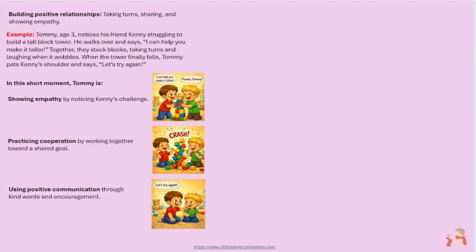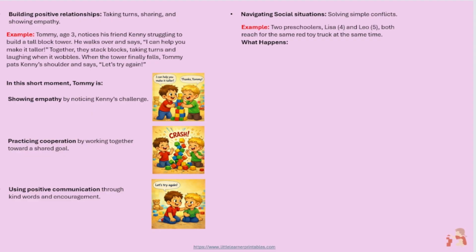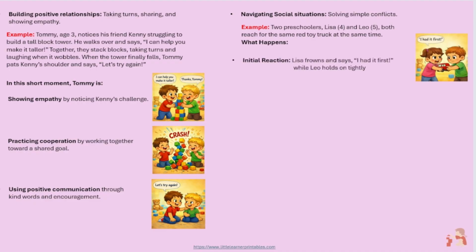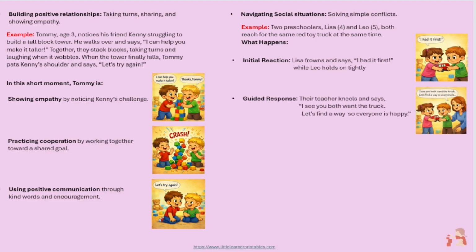When they're navigating social situations, which is solving simple conflicts, here's another example. Two preschoolers, Lisa and Leo, both reach for the same red toy truck at the same time. What happens? The initial reaction, Lisa frowns and says, "I had it first," while Leo holds on tightly. The guided response, their teacher kneels and says, "I see you both want the truck. Let's find a way so everyone is happy."